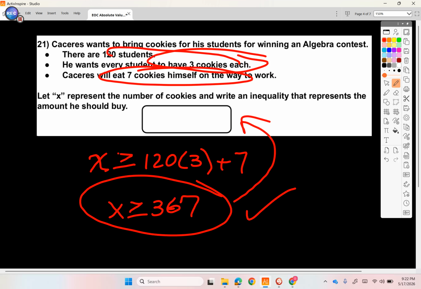The only time you don't set it up like this is if there is a situation where there's a slope and a y-intercept and it's increasing or decreasing in a 2 variable situation. Here there's really only 1 variable because we know everything else.